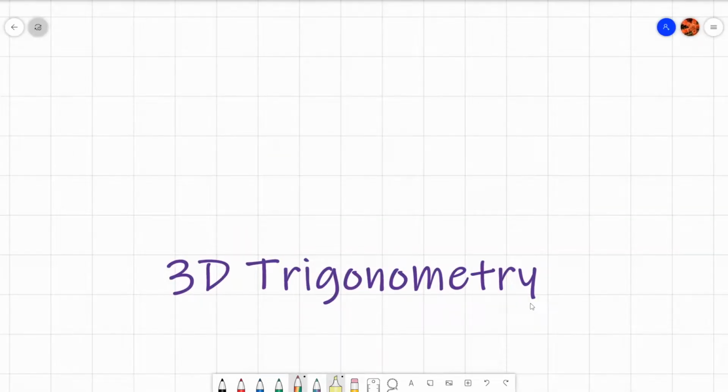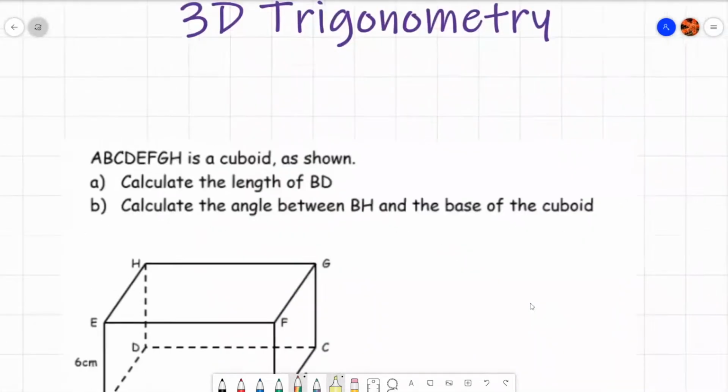3D trigonometry. In today's lesson, we will be looking at answering questions regarding 3D trigonometry. Okay, so let's have a look at some example questions.